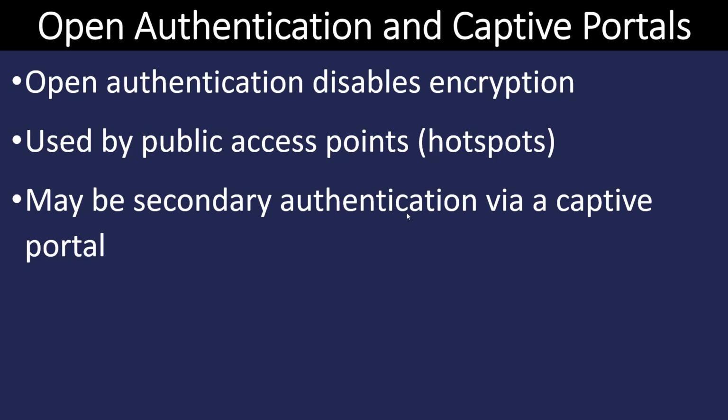Secondly, like places at a hotel, which is a common place, they might also, in conjunction with the captive portal, ask you to put in your last name and hotel room to make sure that you're allowed to have access to that wireless network. Even though it's open and everyone can see it, they might still have a secondary type of authentication to allow you to use it.